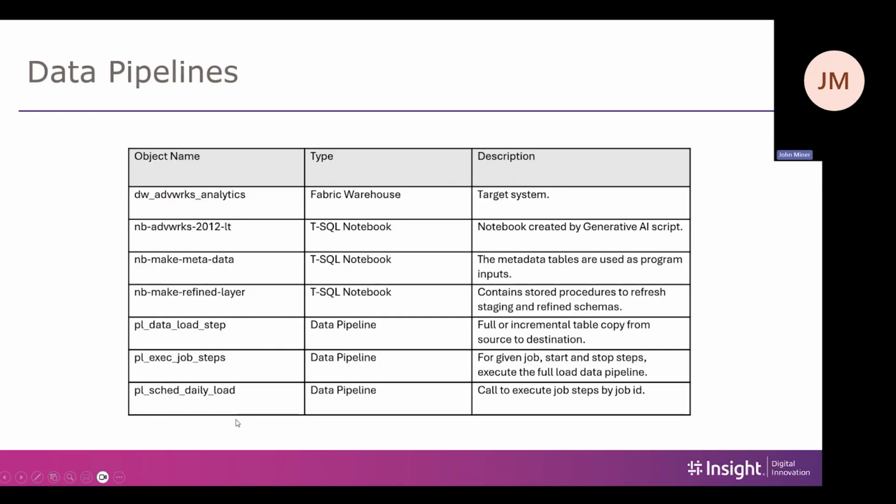So data pipelines. We're going to have an actual Fabric warehouse called DW. And again, I'm using some naming conventions here. You can come up with your own. So NB means notebook, PL means pipeline. We can see a Fabric data warehouse for AdventureWorks Analytics. We can also see a T-SQL notebook for AdventureWorks 2012 LT. We have a notebook to make the metadata. We have a notebook to make the refine layer.